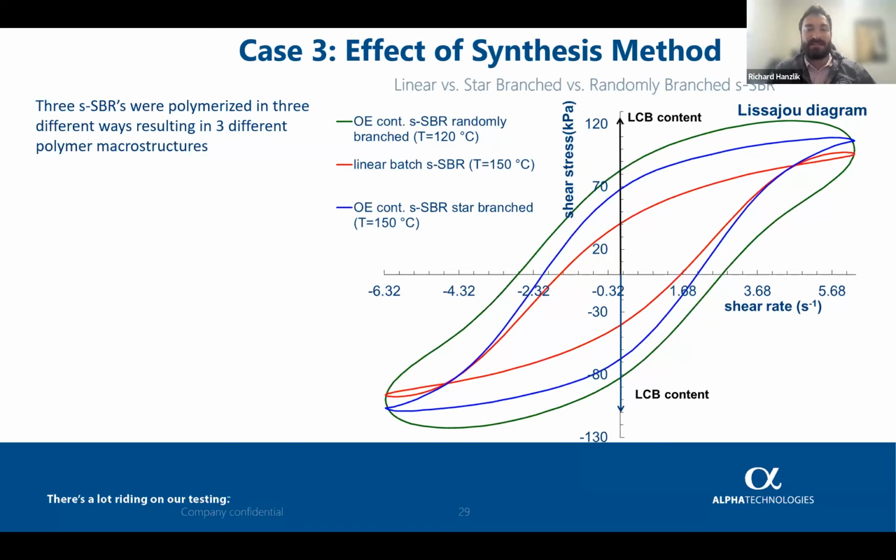And the third was an SSBR synthesized by continuous polymerization, resulting in a star branched structure, and this is shown by the blue color plot. By comparing the Lissajous plots, it was possible to detect the different macromolecular structures of the examined SBR grades. The batch SBR grade shows a linear macrostructure, while random branching is characterized in the other 2. So again, we want to look at the presence of the loops or not the loops, and we also want to look at the breadth of that center line.